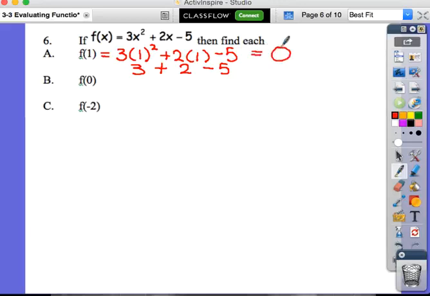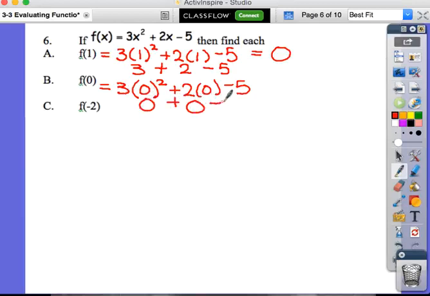Good. Okay, next one, f of 0. 3 times 0 squared. Put your number that you're substituting in parentheses. Okay? Plus 2 times 0 minus 5. Okay, well, 0 squared is 0 times 3 is 0 plus 0 minus 5. What's that going to be? -5. Good.